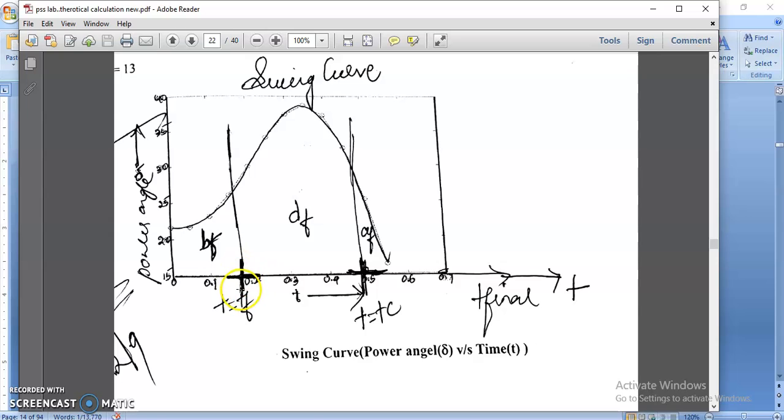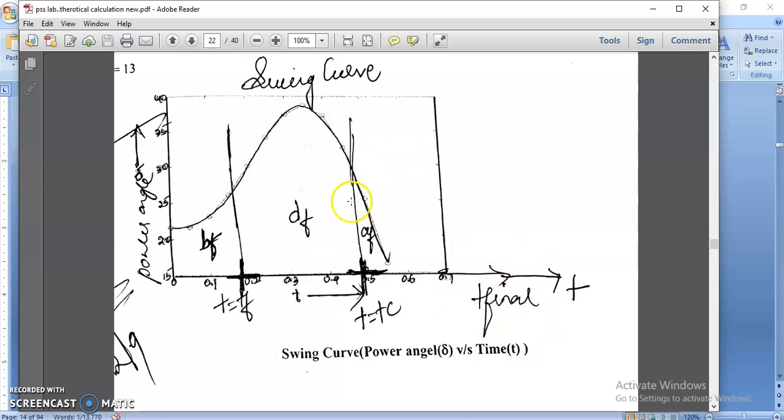So if t is equal to tf, you take before fault and during fault. If t is equal to tc, you take during fault and after fault. If t is greater than tf and less than tc, then it is during fault. If t is greater than tc, it is after fault. If t is less than t final, we get all of these.